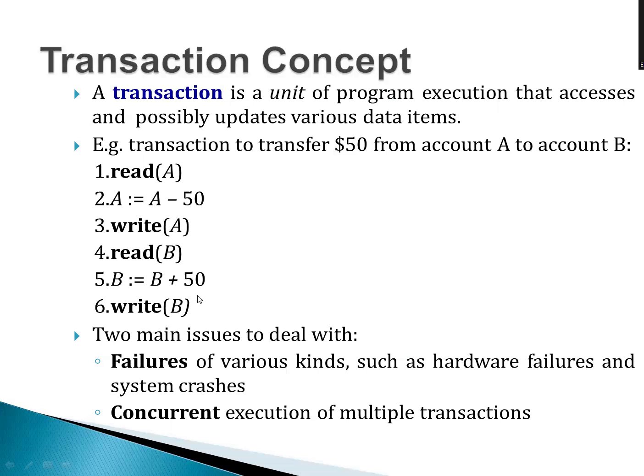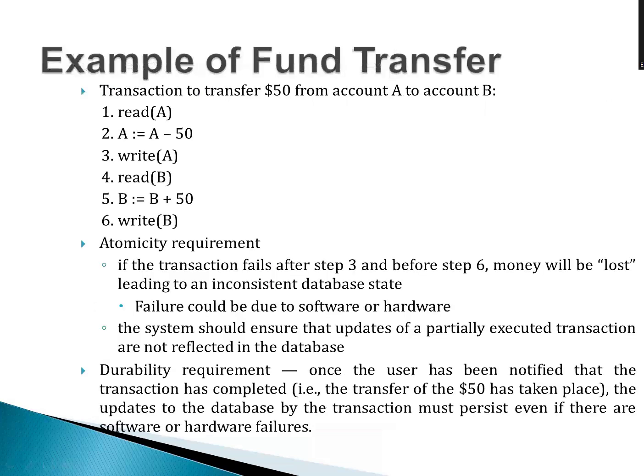When dealing with transactions, database systems face two main challenges. There are failures of various kinds, such as hardware failure and system crashes, and concurrent execution of multiple transactions. To address these challenges and ensure data integrity, transactions must adhere to a set of properties commonly known by the acronym ACID, which means atomicity, consistency, isolation, and durability. Let's look at each of these in detail.